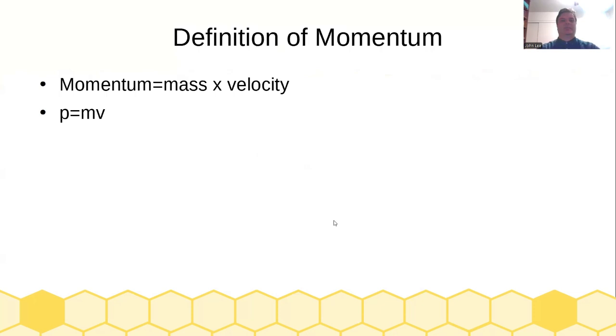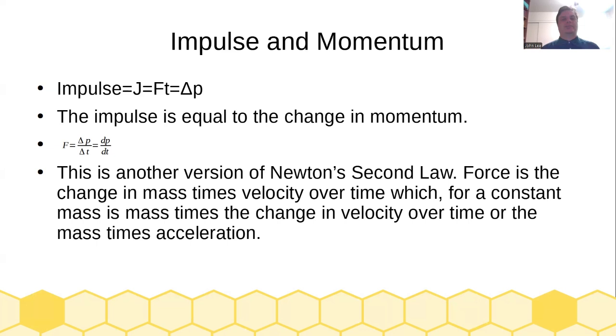What is the definition of momentum? Momentum is given by mass times velocity. It's the equation P equals mv, where P is momentum, m is mass, and v is velocity. The way that we bring this back in forces, like we were talking about in the previous few lectures, is through the concept of impulse, where impulse is given by J equals F times t and turns out to equal the change in momentum.